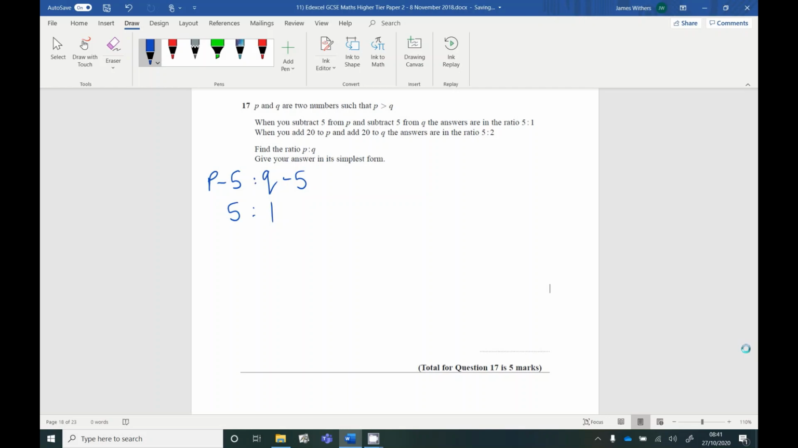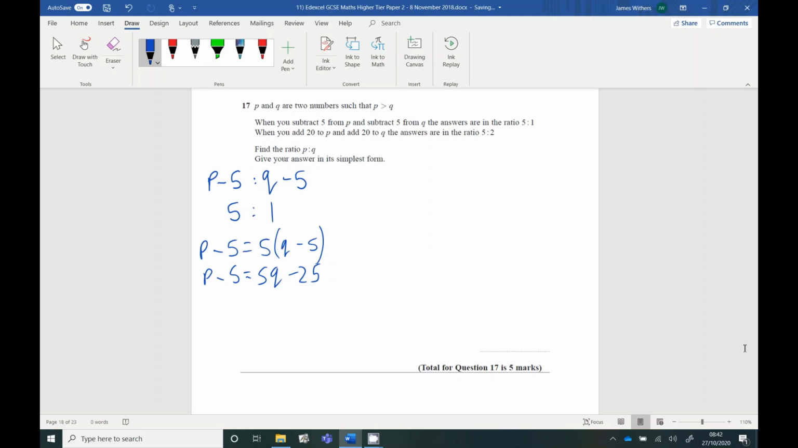Now the right hand side is 5 times smaller. So in order to make these two sides equal, we have to multiply the right hand side by 5, and then they are equal. So we can say P minus 5 equals 5 lots of Q minus 5. So that's the key step, going from a ratio to an equation. So we multiply out the brackets. P minus 5 equals 5Q minus 25.